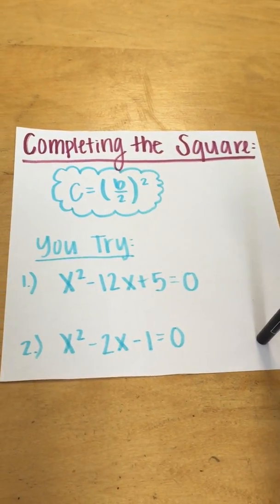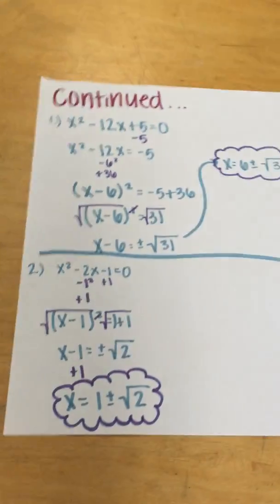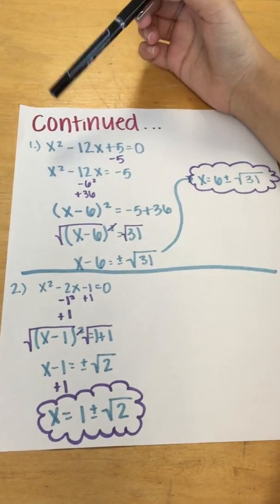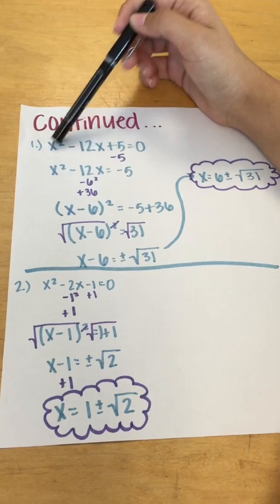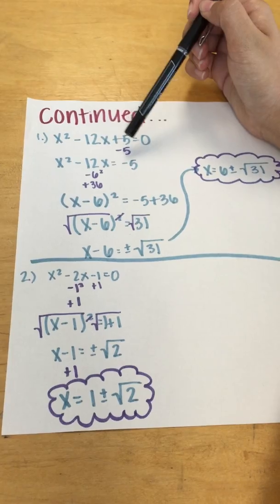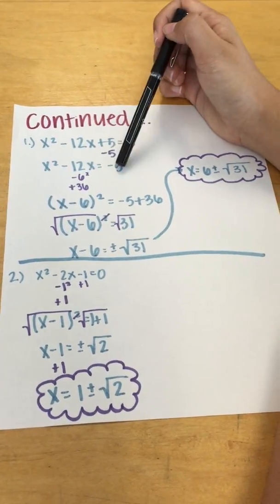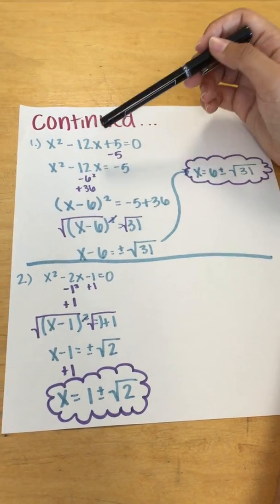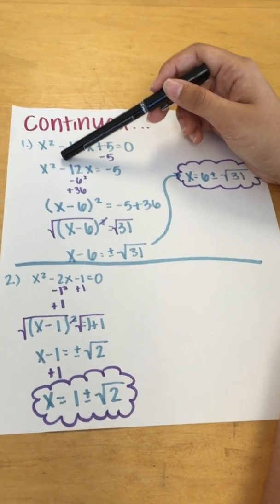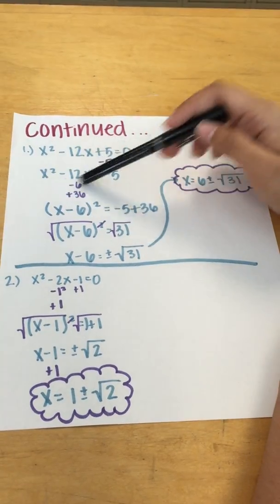And here are two examples, which you can pause the video and try. And here are the solutions to the two examples. So I'll go through the first one. It's x squared minus 12x plus 5 equals 0. What you do first is subtract the 5 and move it to the other side. So you get x squared minus 12x equals negative 5. And then you can use the formula c equals b over 2, all of it squared, and negative 12 is your b.